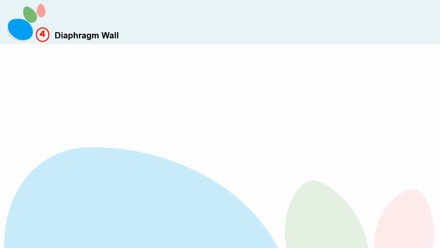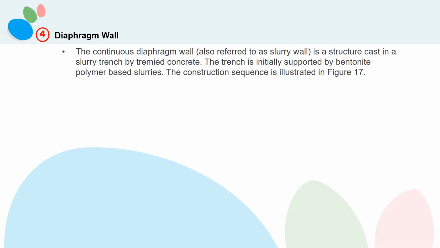4. Diaphragm wall. The continuous diaphragm wall, also referred to as slurry wall, is a structure cast in a slurry trench by tremied concrete. A tremie is a watertight pipe, usually of about 250 mm inside diameter, 150 to 300 mm, with a conical hopper at its upper end above the water level. It may have a loose plug or a valve at the bottom end. Then, the trench is initially supported by bentonite polymer-based slurries. The construction sequence is illustrated in Figure 17.